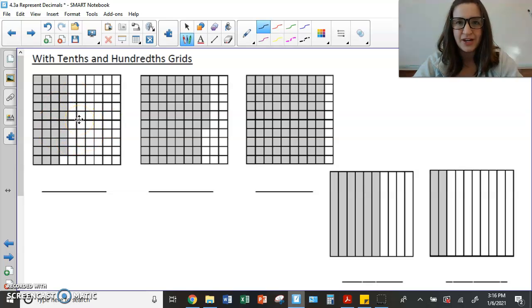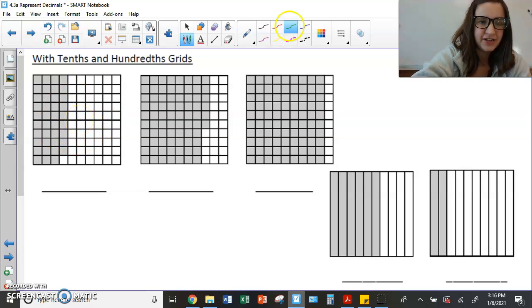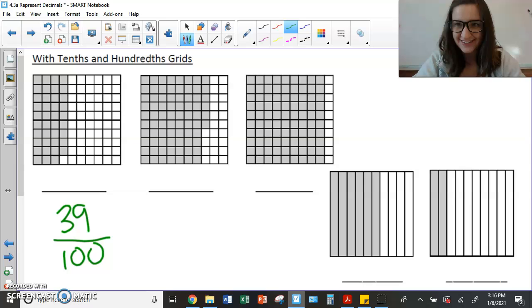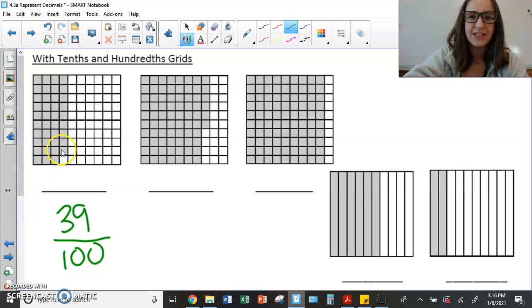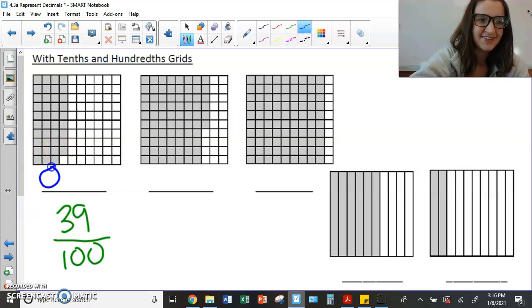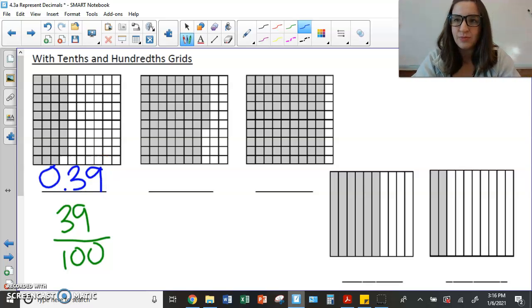39 out of 100 as a fraction would look like this. Out of 100 pieces, that means there are 39 hundredths colored in. So as a decimal, I would write 39 hundredths like this in decimal form.